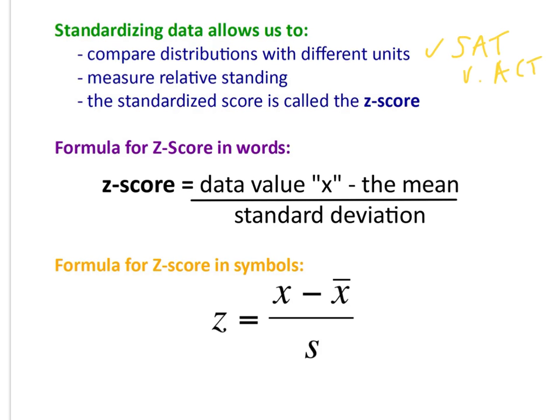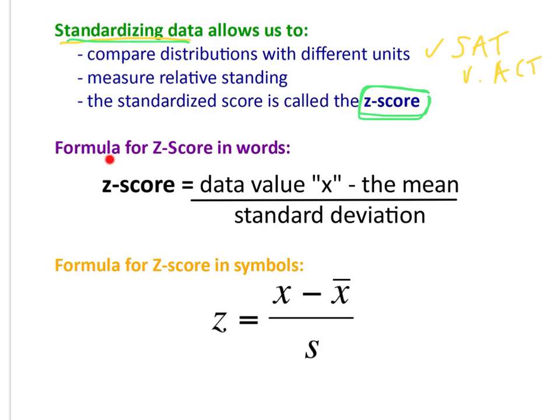Those are different units. Standardizing our data, which is what we're talking about today and what section 2.1 talks about, allows us to compare distributions with different units and to measure our relative standing. The standardized score is called a z-score. So how we standardize data is by taking or finding the z-score.